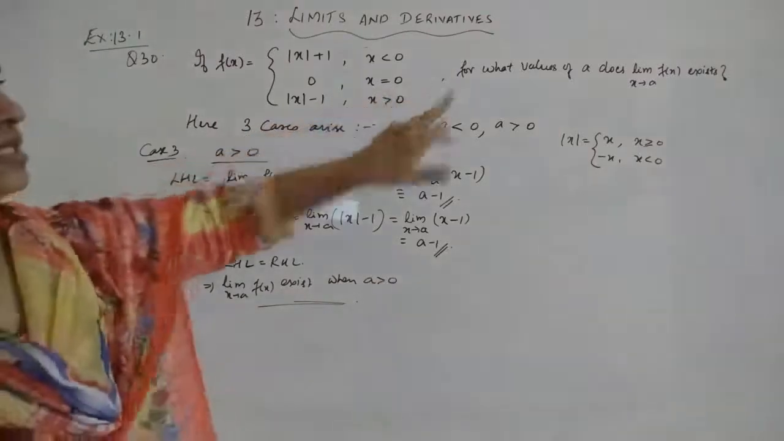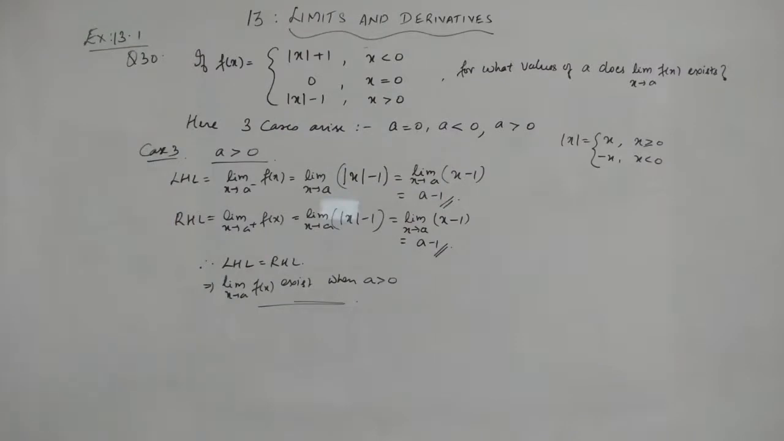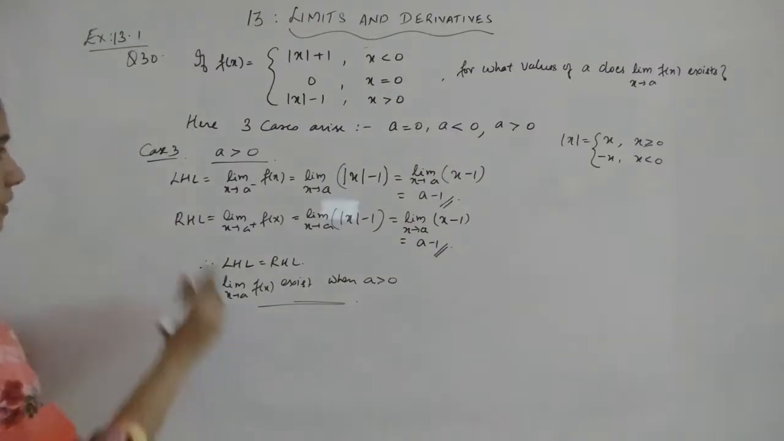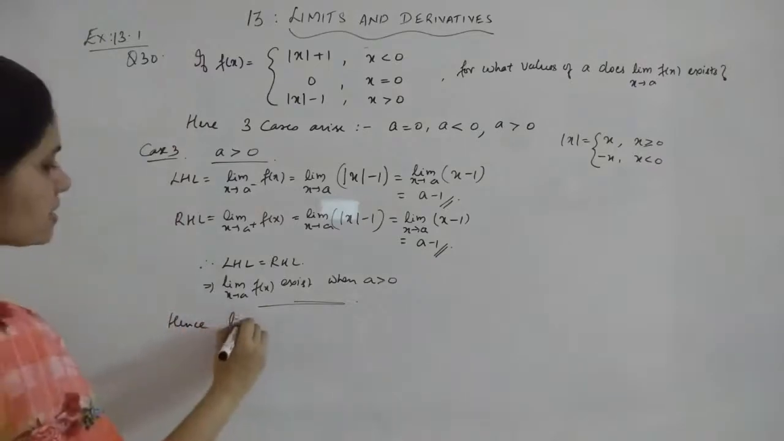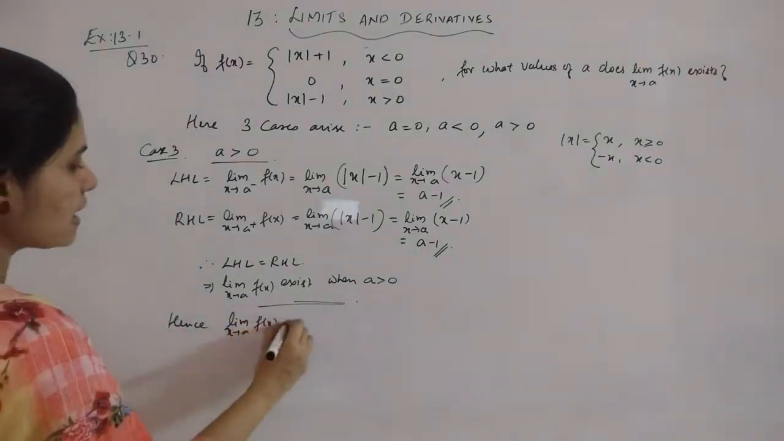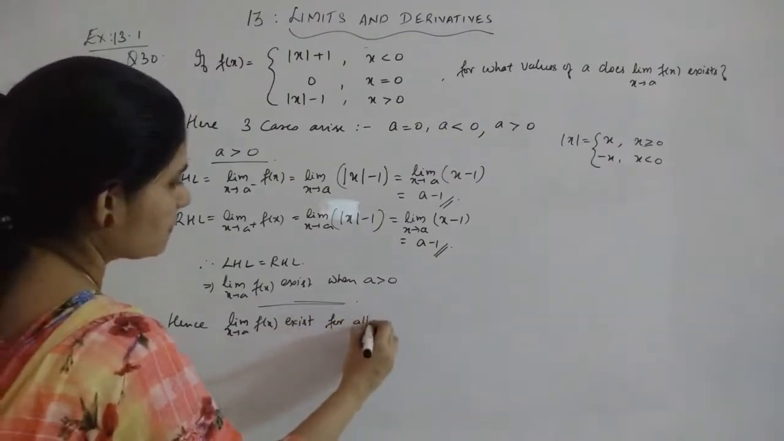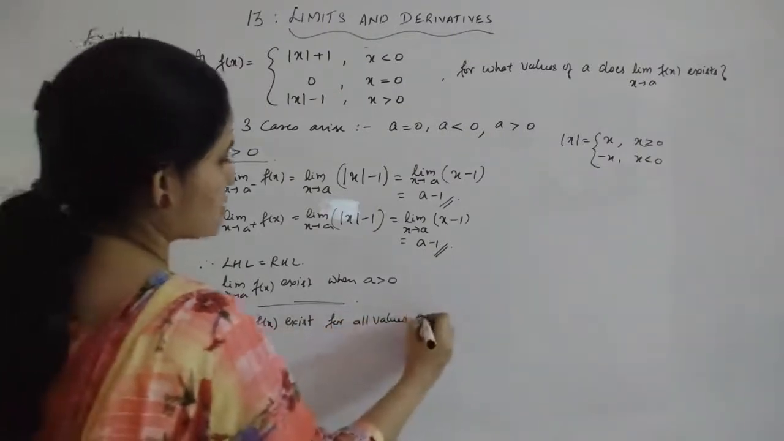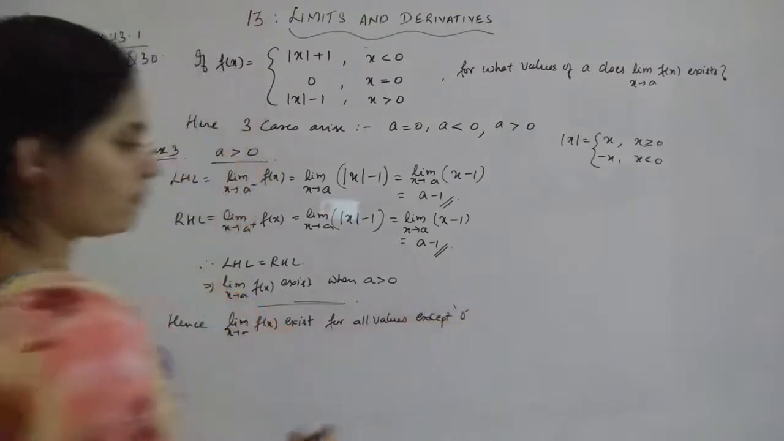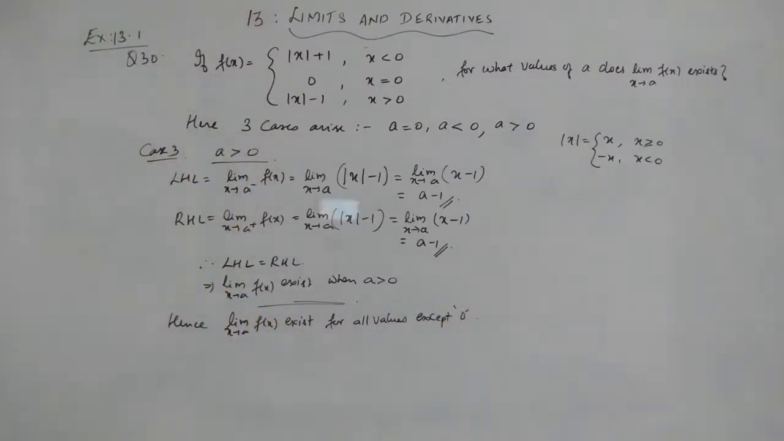So what they have asked is for what values of a does the limit exist. So hence from the three cases the conclusion is limit x tends to a f of x exists for all values except a equal to 0. Okay, for all values except 0, right? That is when a equal to 0, the left is not equal to right. For remaining all the cases, you have LHL equal to RHL. Therefore limit exists for all other values except 0.